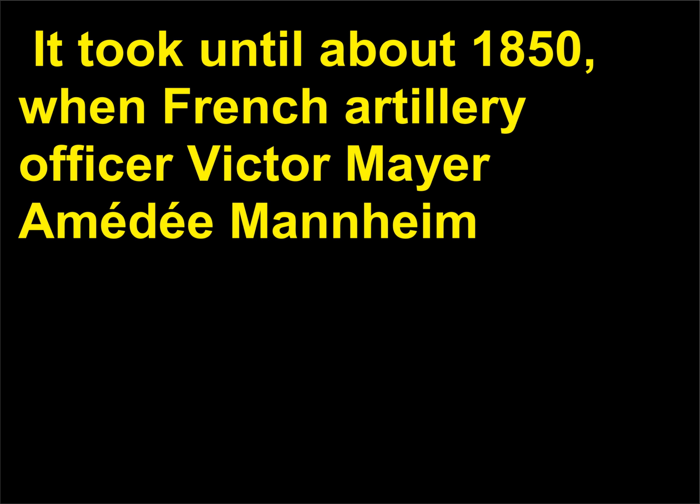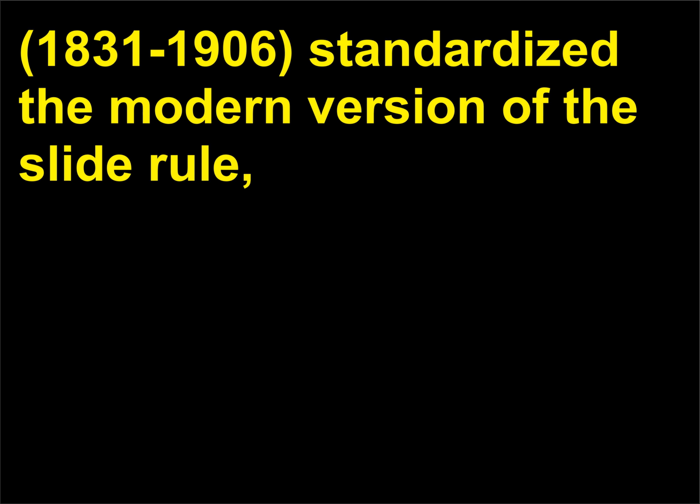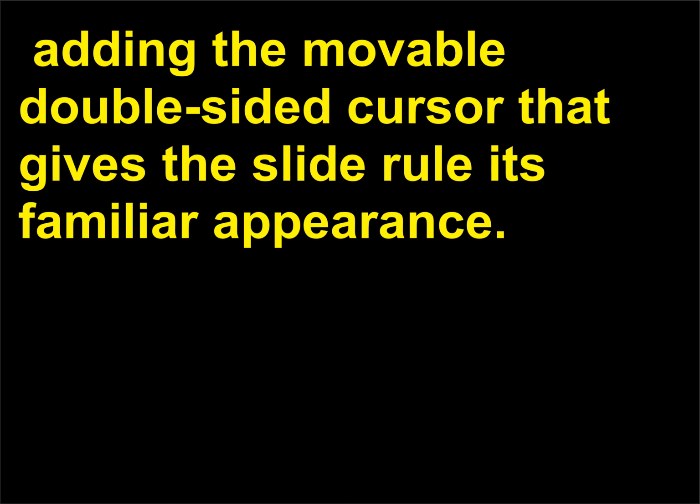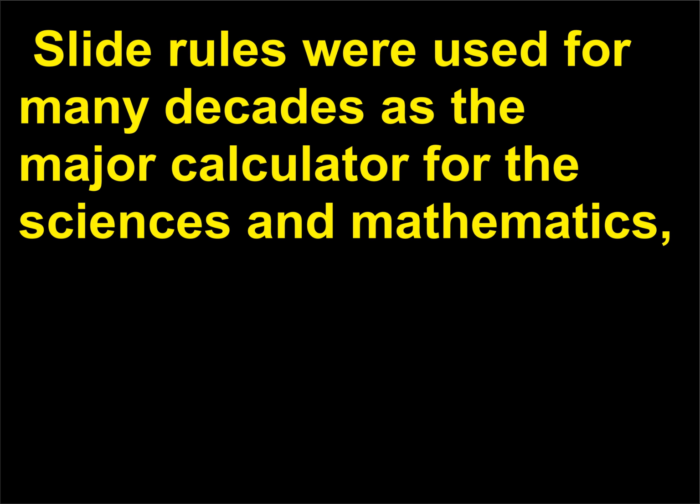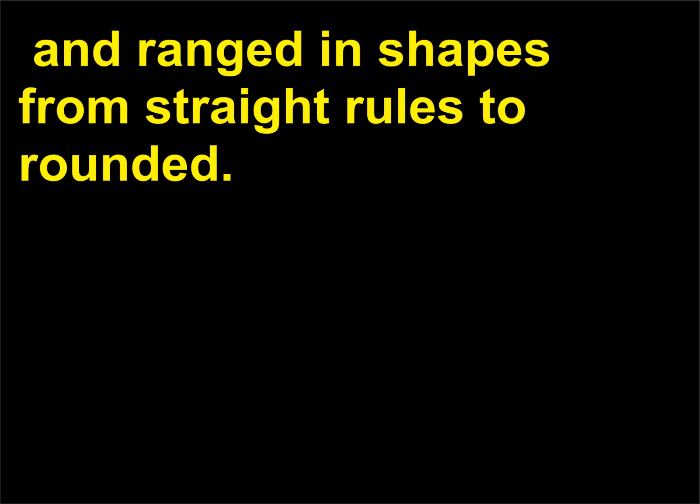It took until about 1850, when French artillery officer Victor Mayer Amédée Mannheim, 1831 to 1906, standardized the modern version of the slide rule, adding the movable double-sided cursor that gives the slide rule its familiar appearance. Slide rules were used for many decades as the major calculator for the sciences and mathematics, and ranged in shapes from straight rules to rounded.